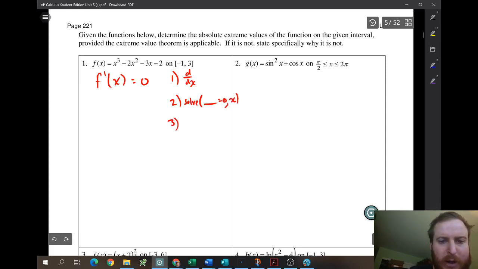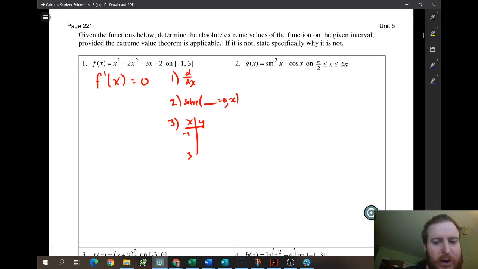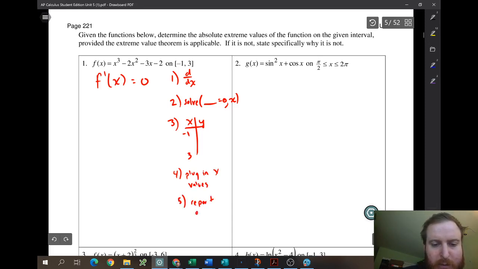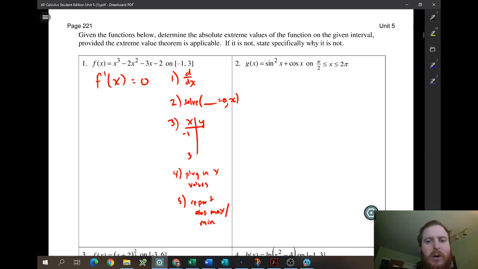Then third will be to make our number line and only do points that are in between negative 1 and 3. So if you got like x equals 7 as a critical point, that isn't in between negative 1 and 3. So only include your points that are in between there. And then fourth, you would basically plug in the x values using your calculator to get the y values. And then fifth would be you report the absolute max and min. So if you want to try these tonight before the warm-up tomorrow, you can. Otherwise, we'll be doing them in class tomorrow as part of our warm-up.